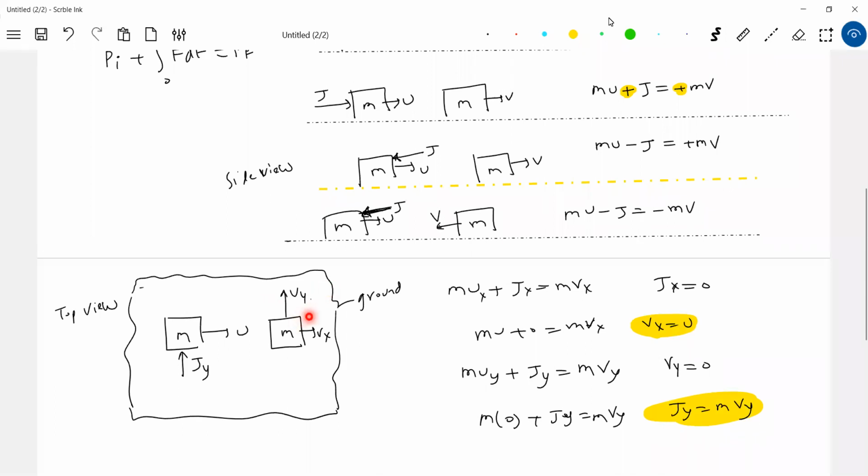So what is that angle? Yes, you can determine it. Once you know Vy and u, you can find out that angle. So what is the angle? How much angle does the direction of motion make? This you can find out, theta. How to calculate theta? Tan theta equal to Vy by Vx.